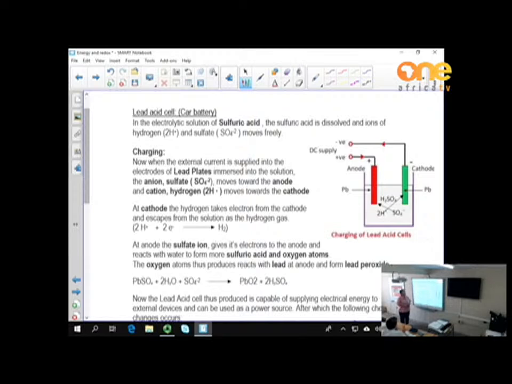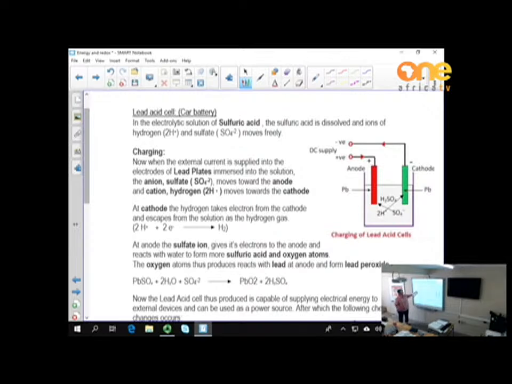It's dissolved in water, so the acid is ionized. It's got sulfate ions, and it consists of hydrogen ions. When you charge the battery, you connect a power supply to it. You've got a positive connection and a negative connection. The positive connection is the anode, and the negative connection is the cathode. Okay? And we find then that specific chemical reactions occur.